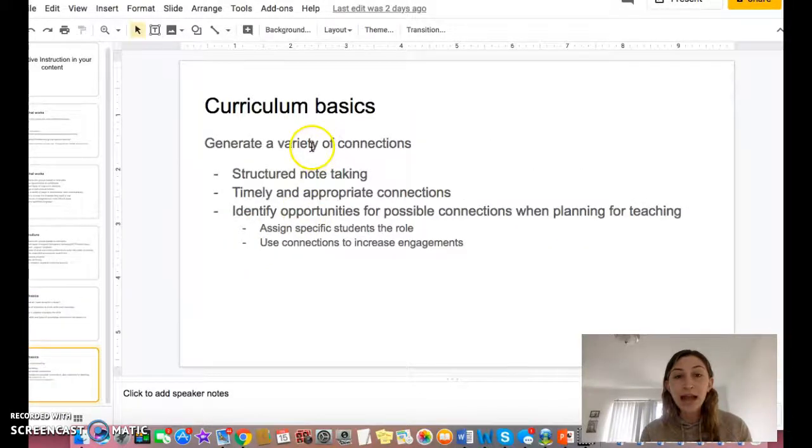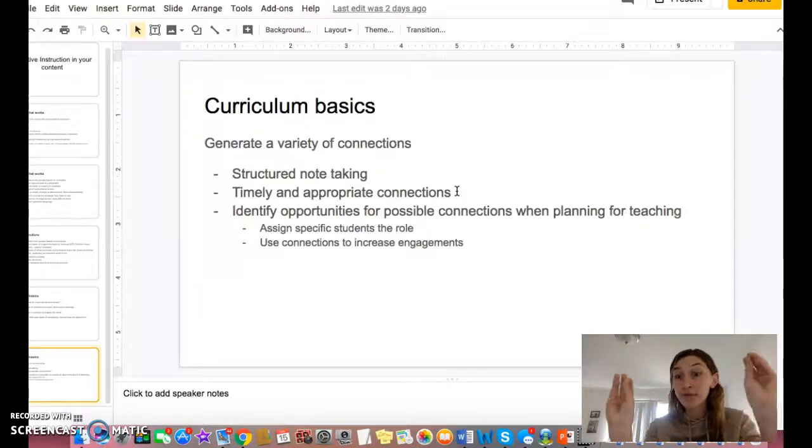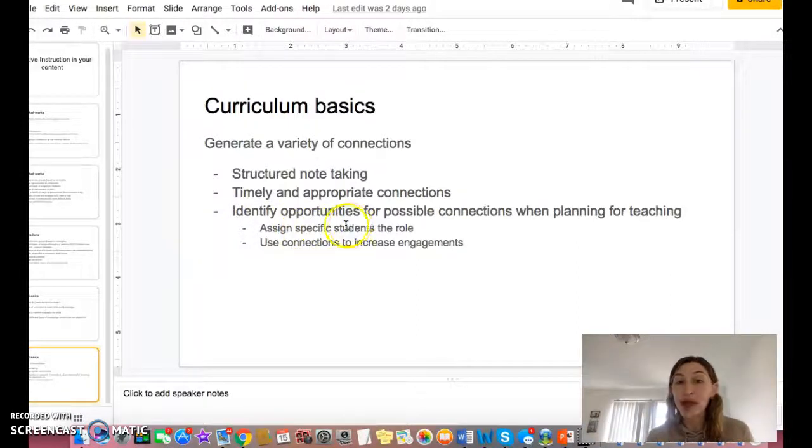And then generate a variety of connections. Especially in math, it's so important that students can see connections between two different problems because there are so many ways to solve math. This could be through structured note-taking and timely, appropriate connections. So maybe you have two students come up to the board and one student solves the problem one way and another student solves it another way, and it's making the connection: look, they both have the same answer, but look at where they solved it differently.